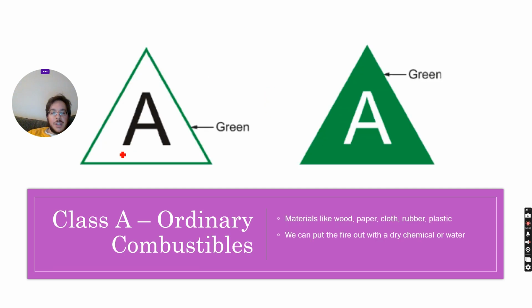Now most offices have A fires, which have the green triangle, or it can be a green triangle with a black A in it or a white A. And we can put out the fire with a dry chemical or water. So most fire extinguishers that are class A have a powder in them.